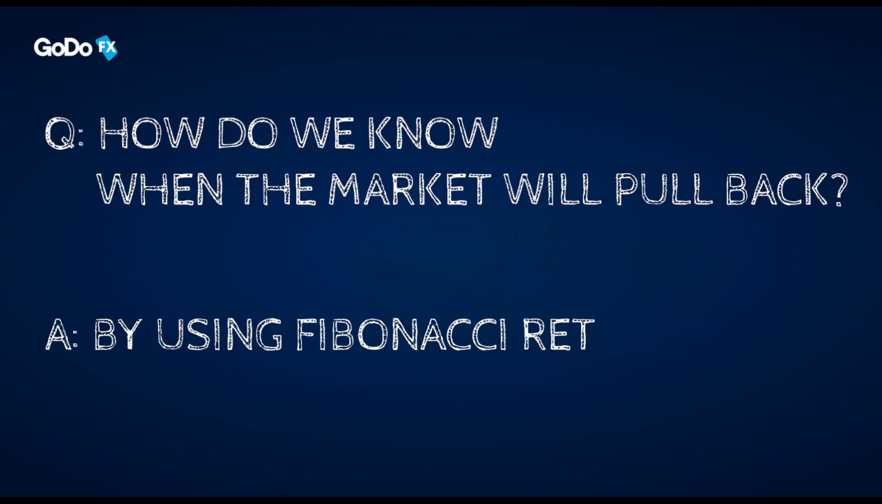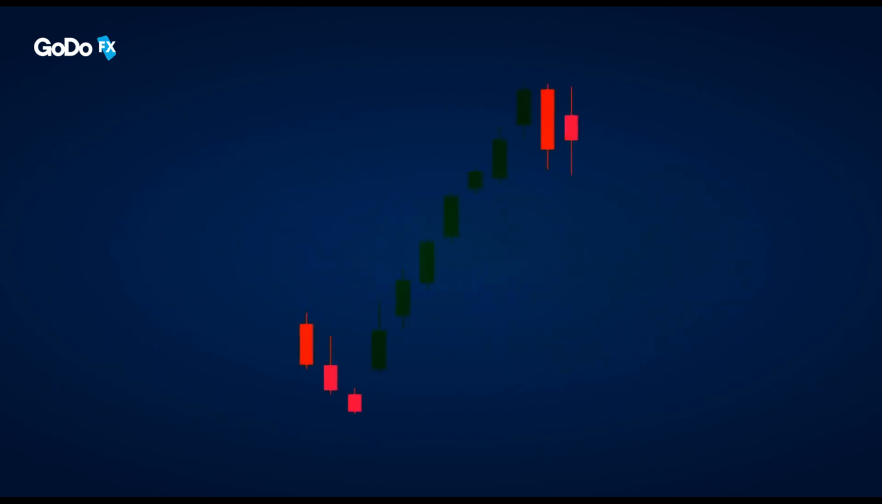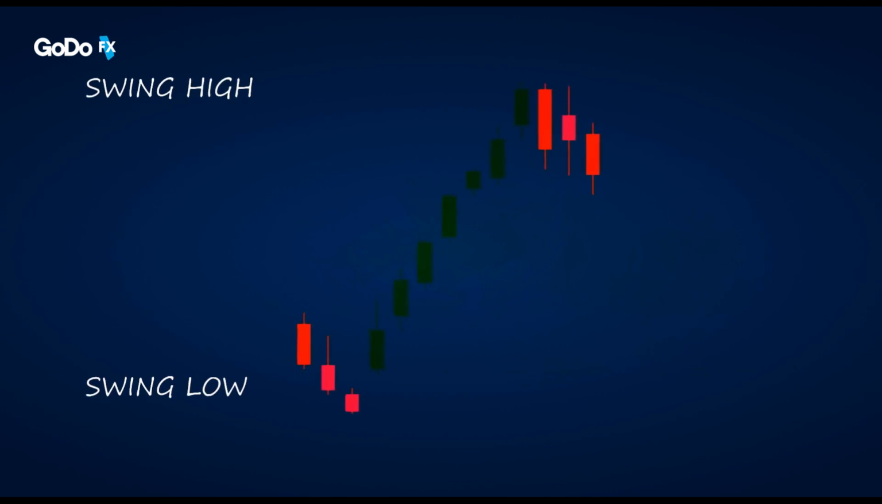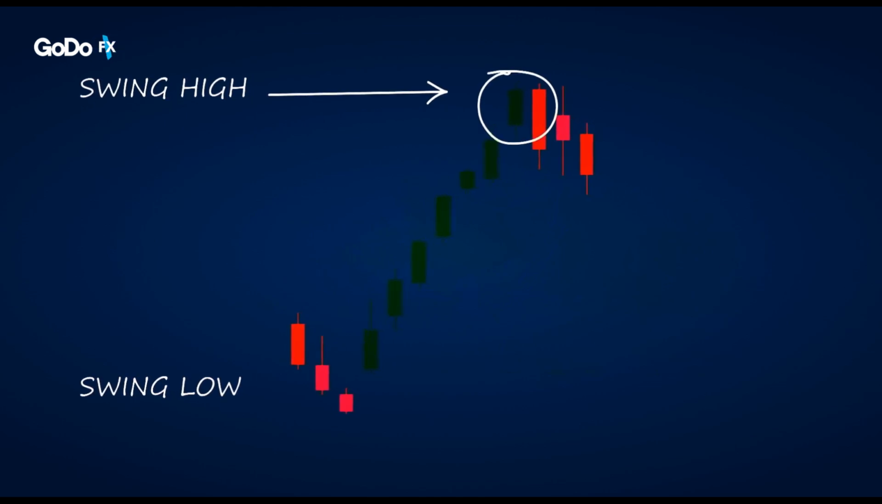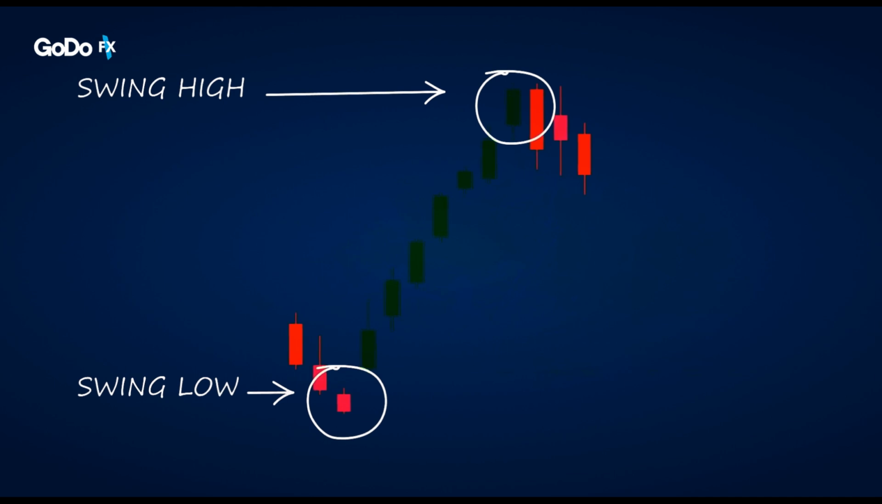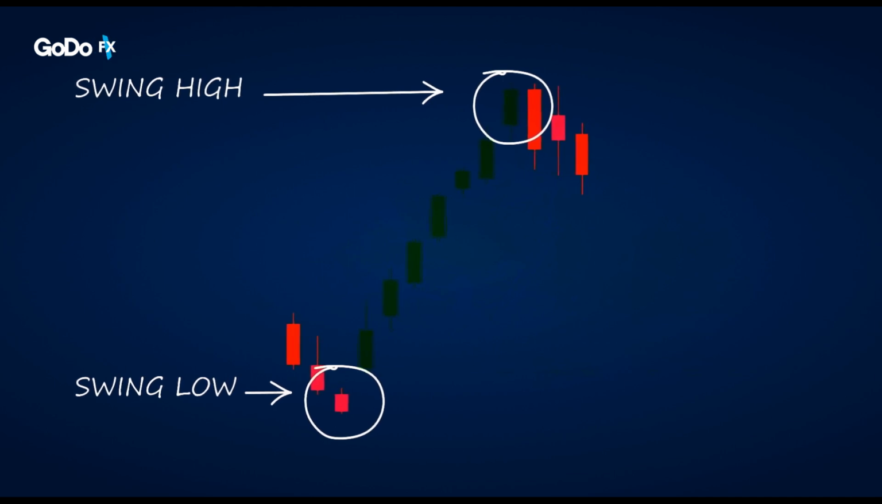This is where Fibonacci retracements come in. In order to apply Fibonacci retracement levels to your chart, you need to identify the swing high and the swing low points of a trend. A swing high is identified as the highest point displayed on a given time period. A swing low is created when a low is lower than any other point over a given time period.